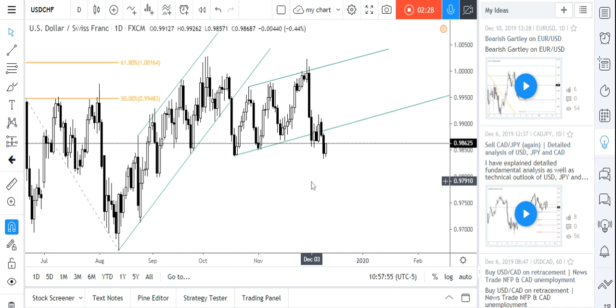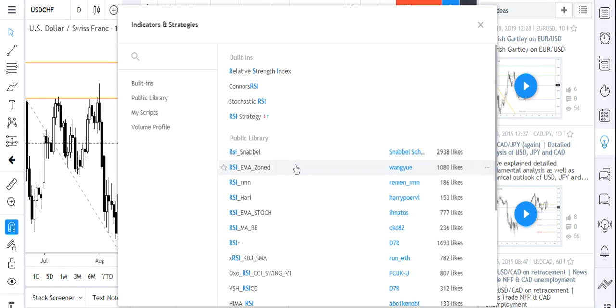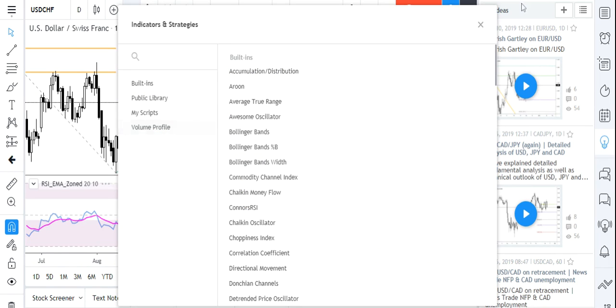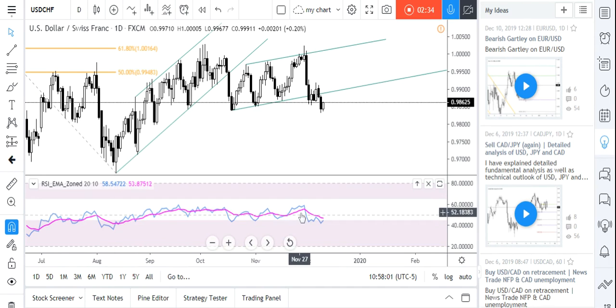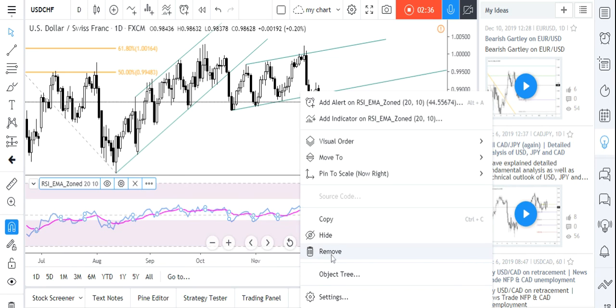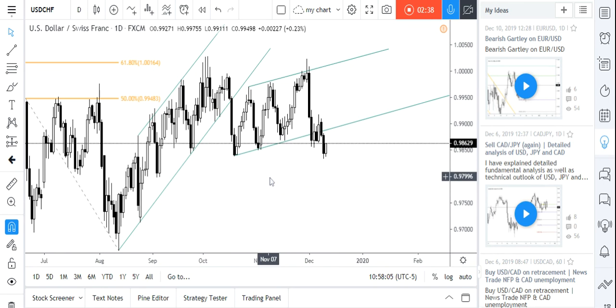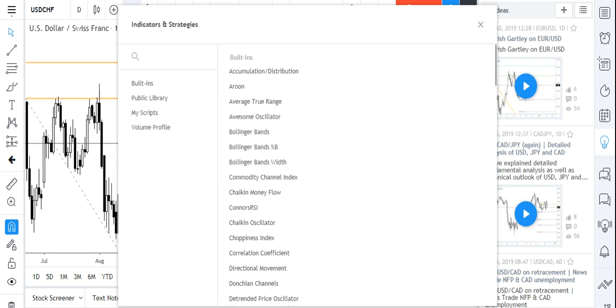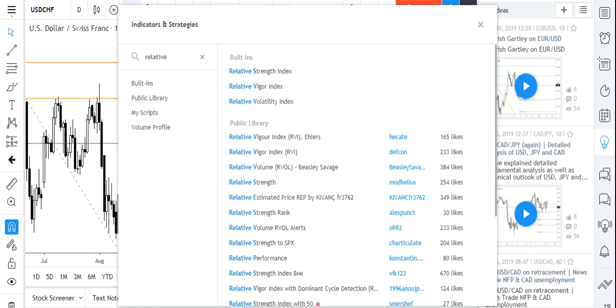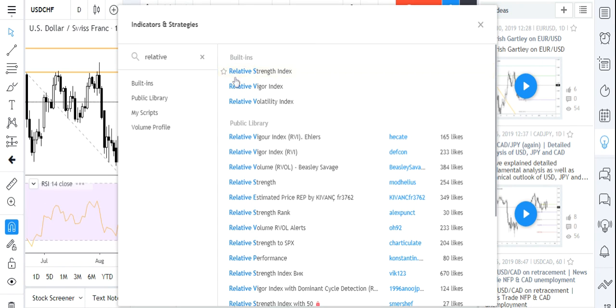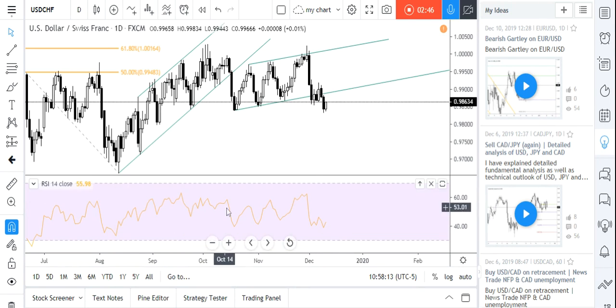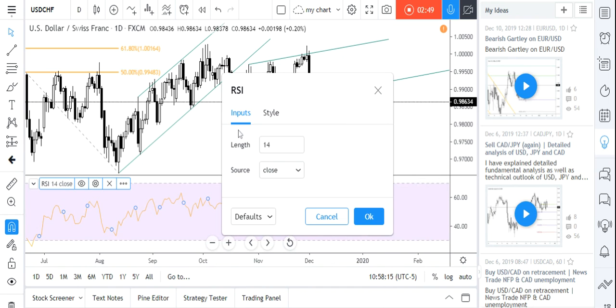So let's plot the RSI 5 and let's see whether or not it's actually correlating with this chart. Sorry, I plotted another tool by mistake. Relative Strength Index. By default it came to be 14. I have to change the period to 5.